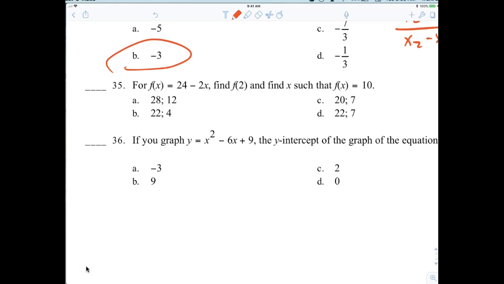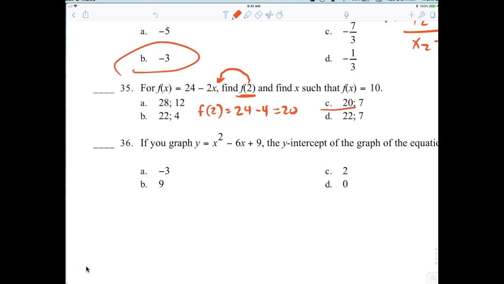Now, it says, for f of x equals 24 minus 2x, find f of 2. Well, to find f of 2, what does that mean? Just plug in 2 for x. That's right. So I plug 2 in for x. When I do that, I get f of 2 is equal to 24 minus 4, so that equals what? 20. So the only answer is C. I know, I'm going to show you.